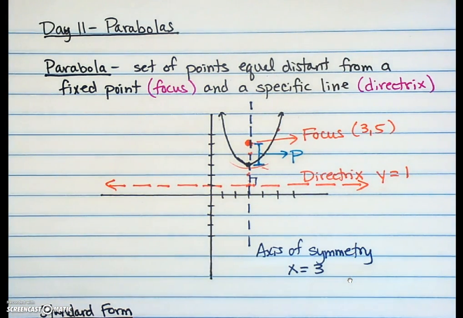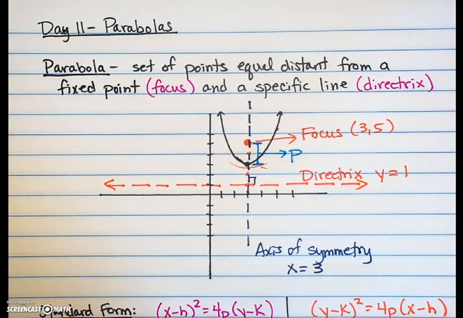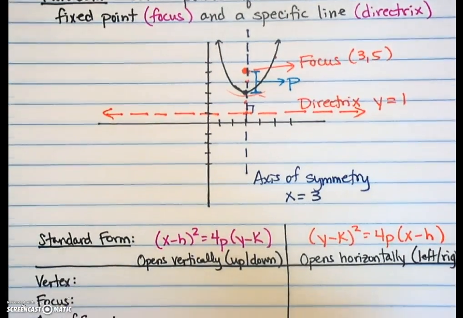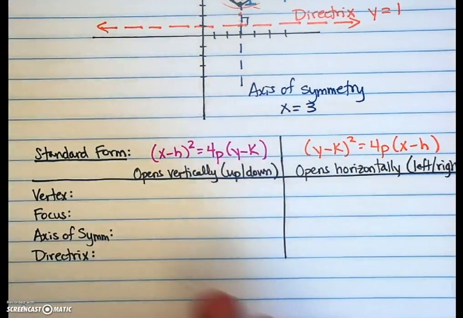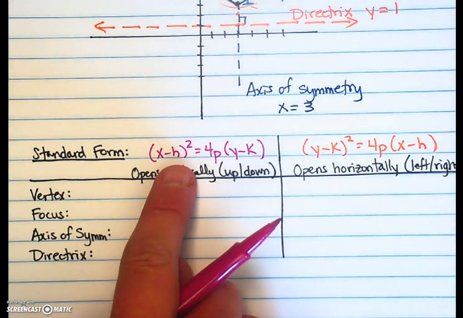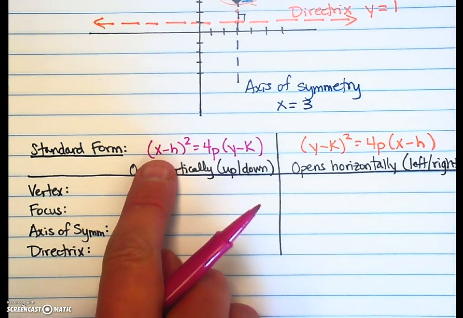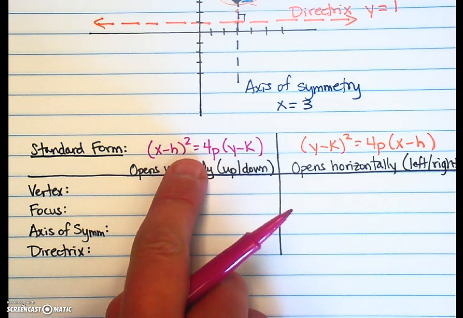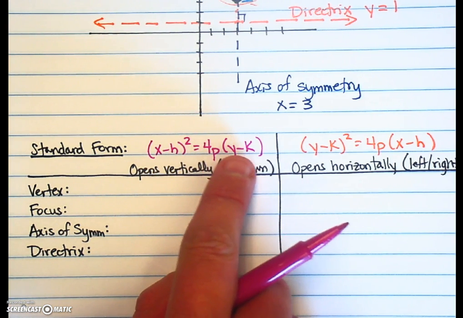Now let me just show you what the standard forms look like for parabolas. All right, so let's take a look at the standard forms here, and then I'll show you how to find all that information with the standard forms. So this is what the standard form for a parabola looks like. It's (x minus h) squared equals 4p (y minus k).